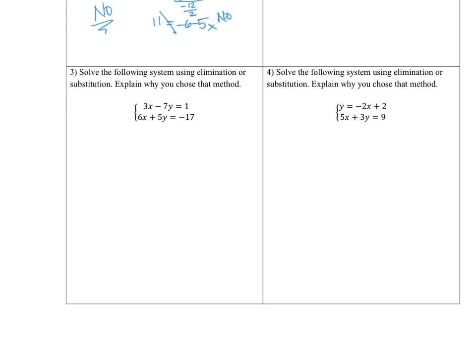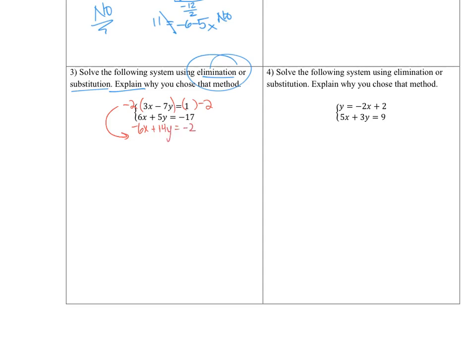So let's look at number 3. It says solve using elimination or substitution, and explain why you chose that method. So when I look at this, I think that I want to use elimination, and the reason for that is because it looks kind of hard to try and isolate any of the variables. So I want to eliminate something. So I'm going to actually multiply the top equation by negative 2, so that way I can eliminate the x's, because this would become negative 6x plus 14y equals negative 2.